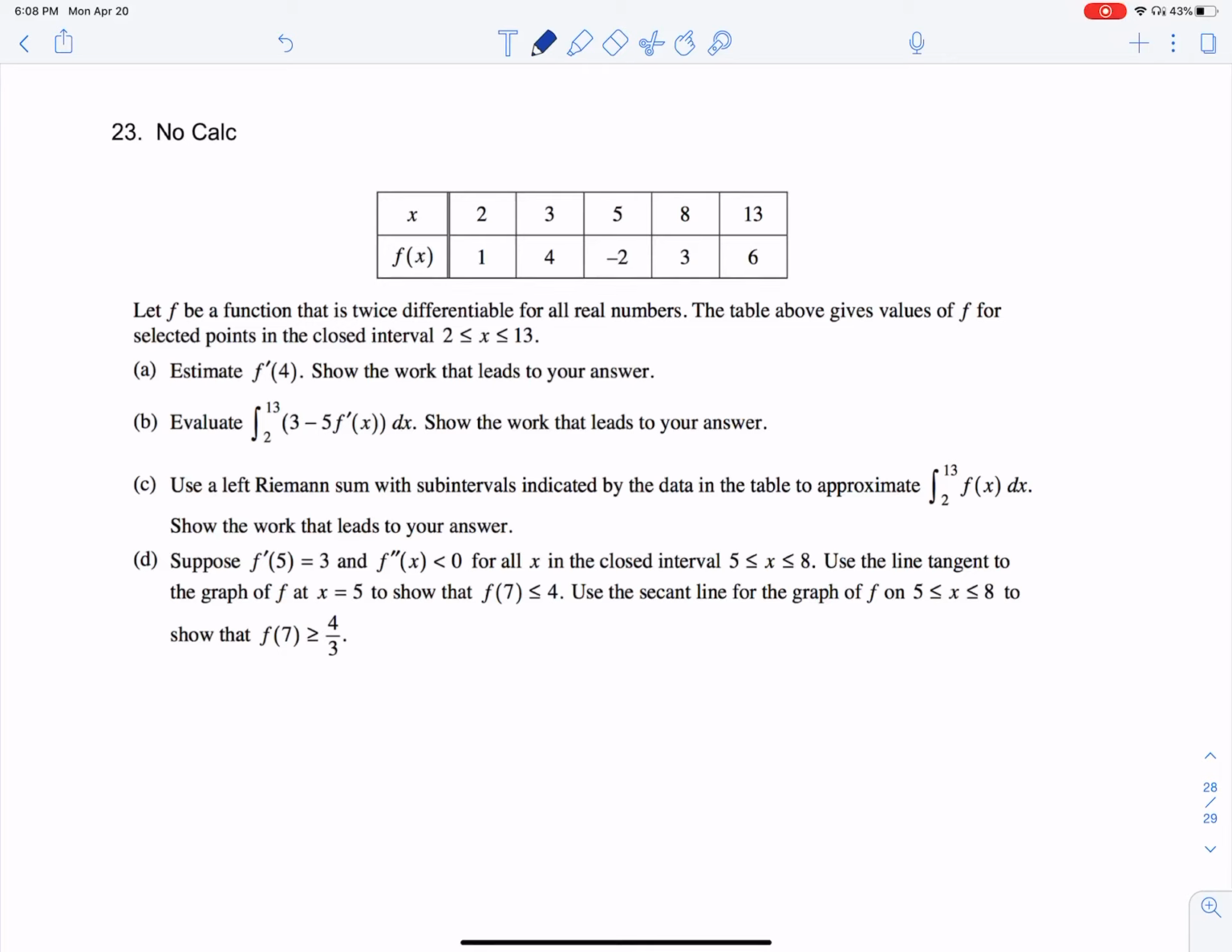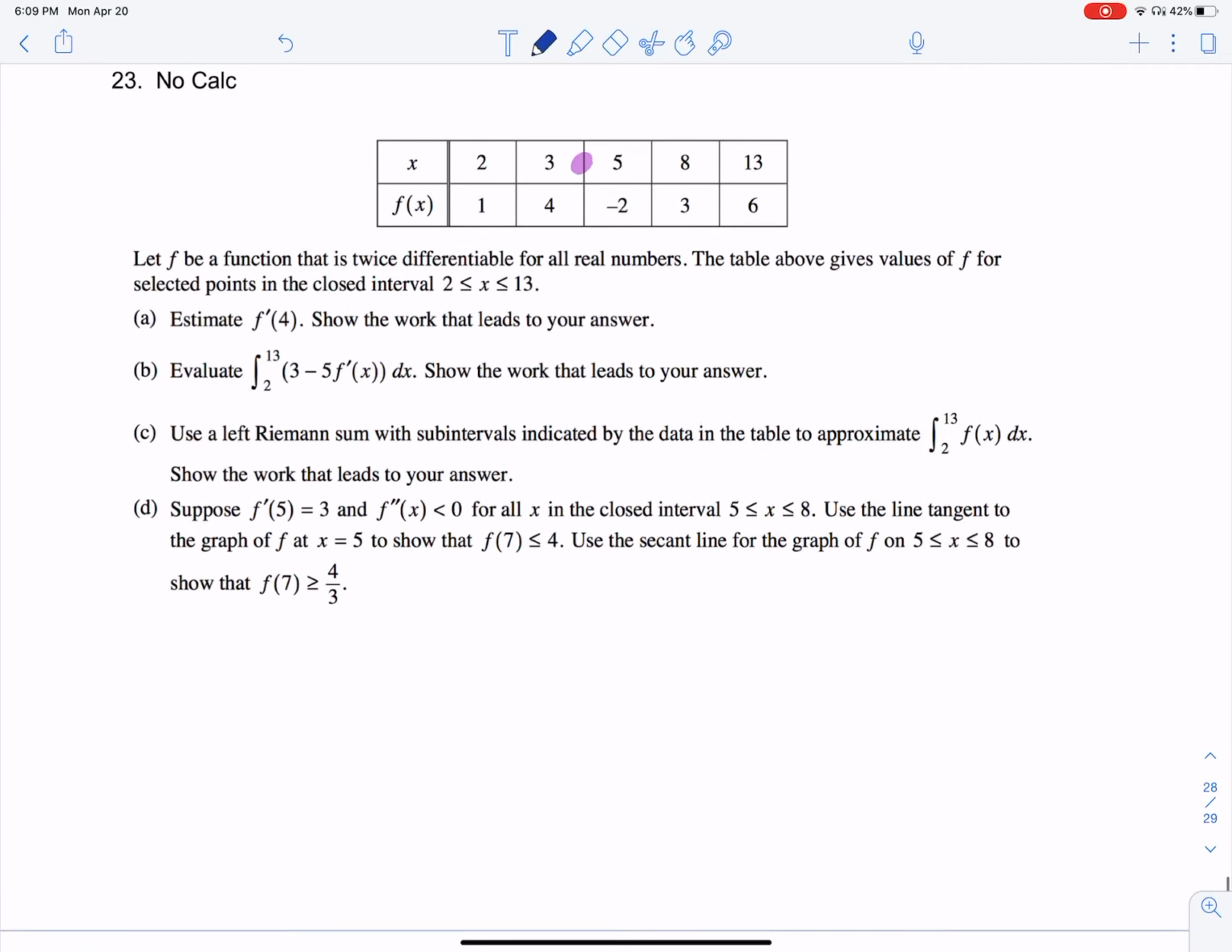First thing we gotta do is estimate f prime of 4. So I want to estimate what is the derivative at 4, right? So what is the derivative? So I think you guys would agree 4 is going to be somewhere between 3 and 5. So I'm going to estimate, and the way I'm going to do that is I'm going to find the slope of the tangent line between those 2 points, and that will be about, right? That's going to be my estimate.